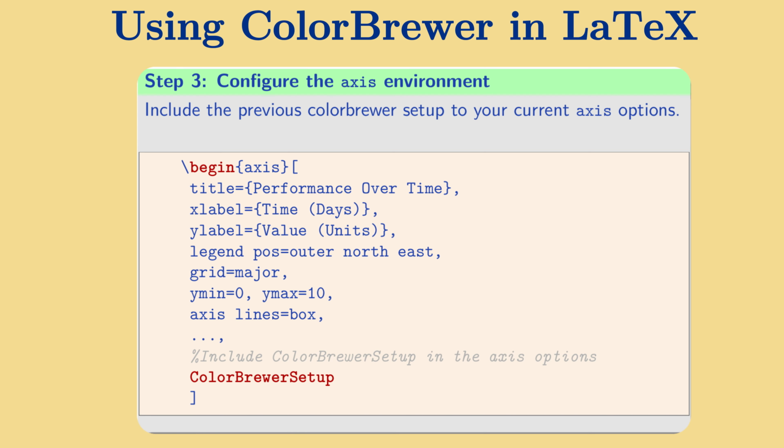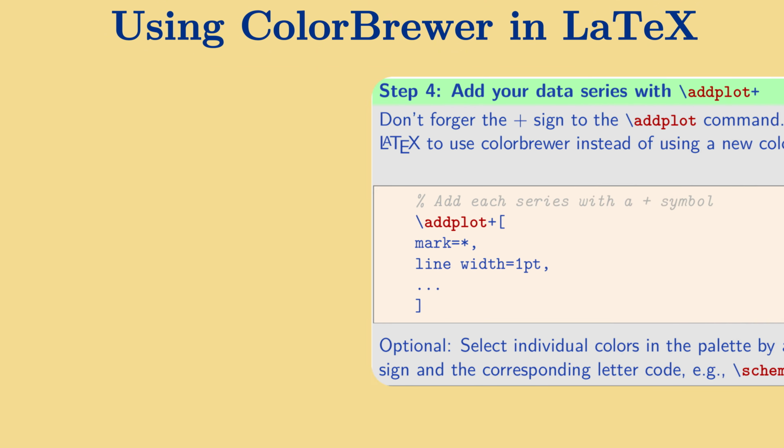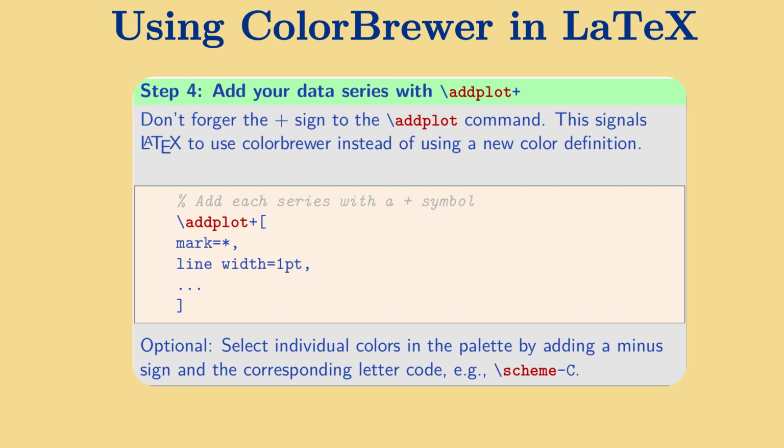Step 3 takes place inside the axis environment. Here, we simply activate the color cycle we defined earlier by including the corresponding PGFPlots setting. This connects the axis to the ColorBrewer palette. Finally, step 4 is adding data series. Each time you add a new series using addplot plus, PGFPlots will automatically select the next color in the palette sequence. This ensures consistent, well-spaced colors without any manual intervention.